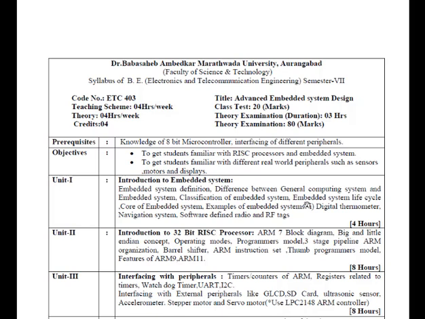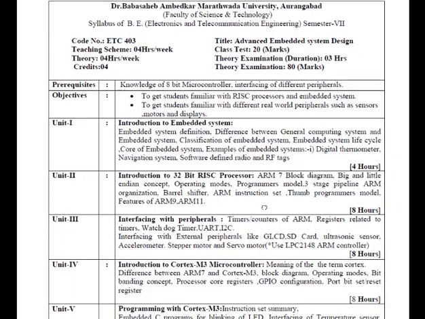Then in unit 2 you will study the 32-bit RISC processor. You should be able to make the classification of RISC and CISC. It will have the ARM7 block diagram, then its operating modes, instruction set and features. Then you will be asked what the logical instruction sets and arithmetic instruction sets are. So this is a very important unit from the theory point of view.